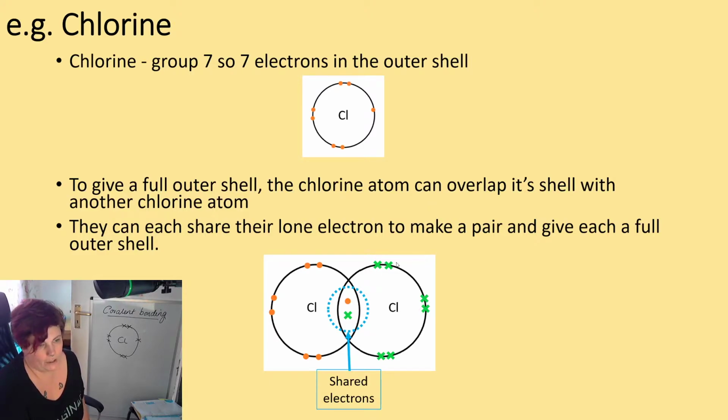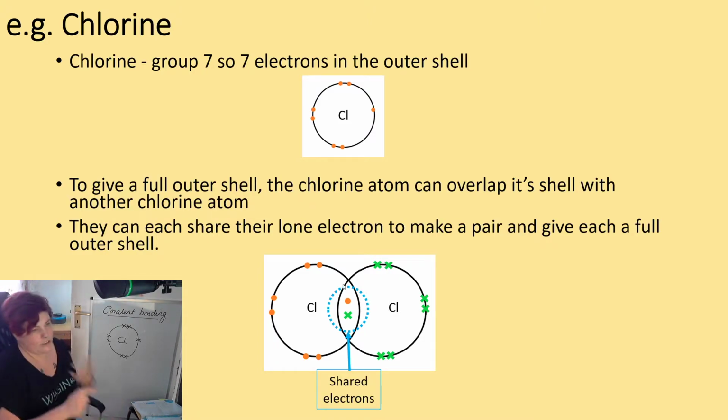So now if you count, you've got your 7 green crosses plus the orange dot, which gives you 8, and 7 orange dots over here, plus your green cross gives you 8. So you now have 2 atoms with a full shell of electrons each.